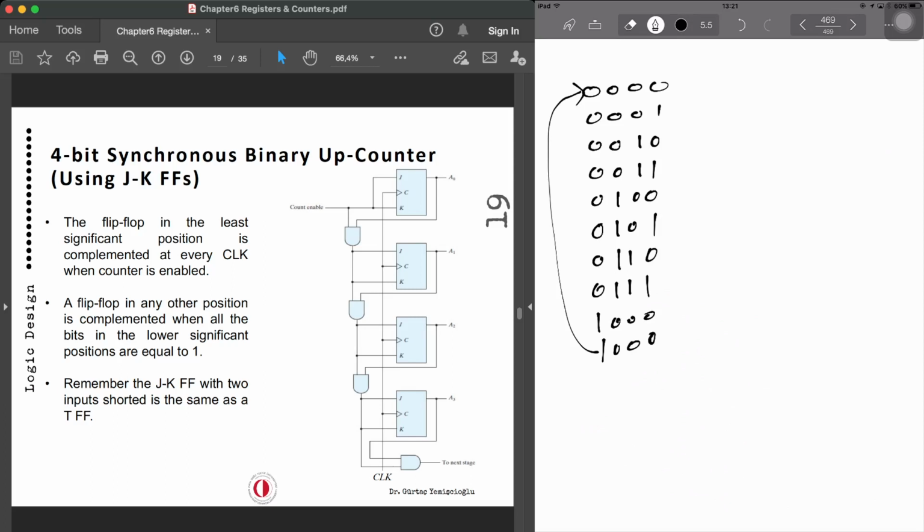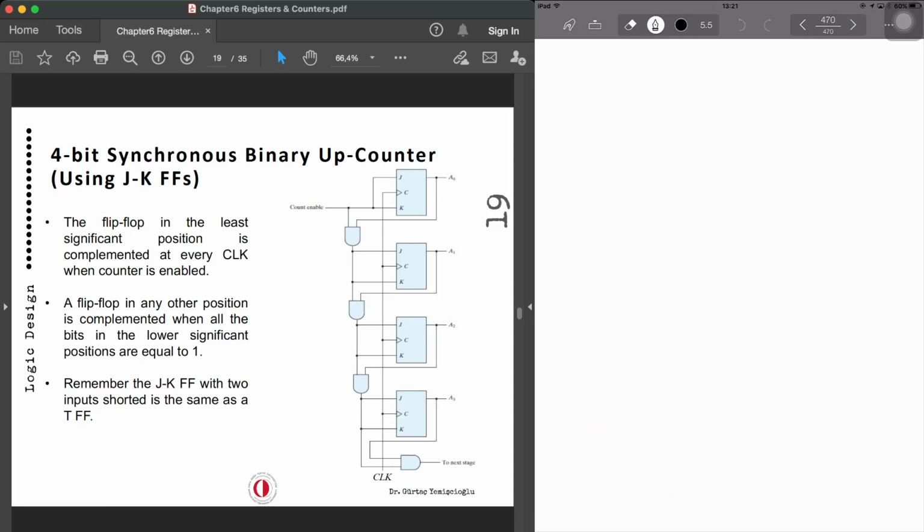Now, this is an up counter, but we can also implement an up-down counter. Now, for up-down counters, again, we have to decide what the operations will be. So, for example, we have 2 inputs, up and down. Okay. Now, when up is 1 and down is 0, it counts up. Okay. When up is 0 and down is 1, it counts down.